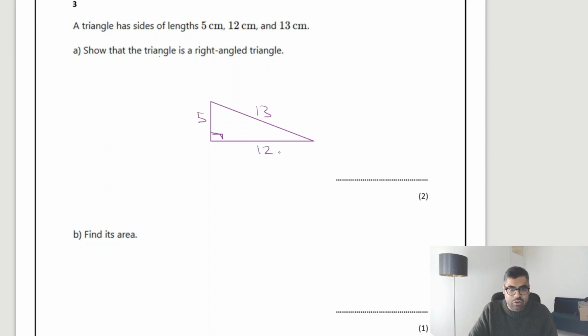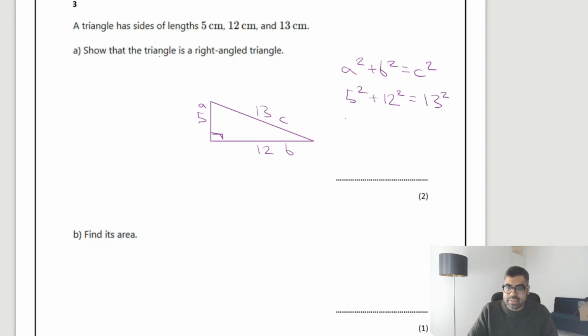Now we've drawn out a triangle, so how can we prove this is a right angled triangle? We just need to take these numbers and apply them to Pythagoras' theorem. The formula is a squared plus b squared equals c squared. c is always the hypotenuse, so let's call this c, this a, and this b. If we can prove that this works, we've proved this is a right angled triangle. So 5 squared plus 12 squared, if this equals 13 squared, we've proved it.